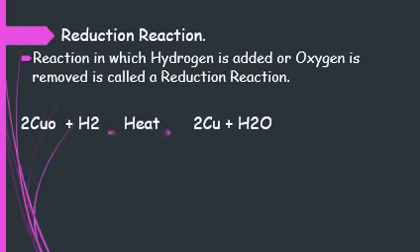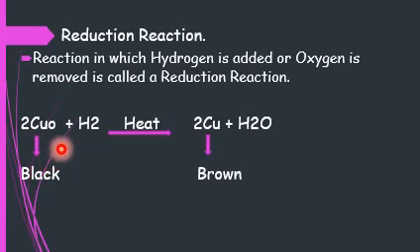This is an example of a reduction reaction. We can see over here, black-colored copper oxide, when heated with hydrogen, gets converted back into brown-colored copper. So here we can see copper oxide is losing oxygen and getting converted into copper. By losing oxygen, it undergoes a reduction reaction. Moving over to the next slide.